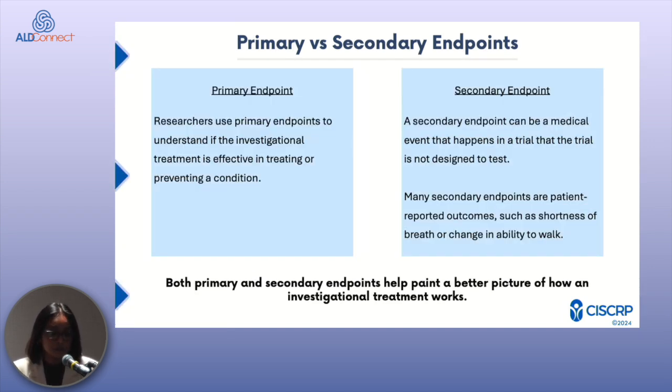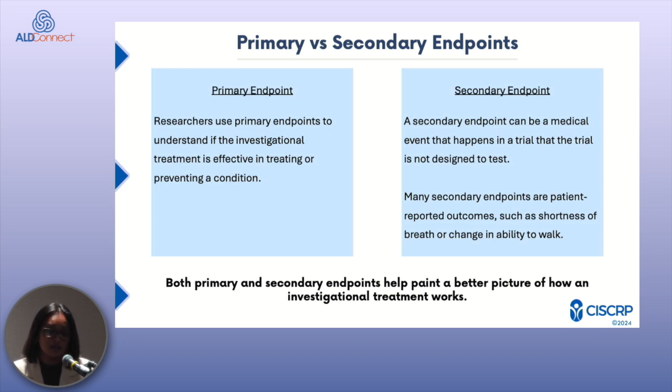The difference between primary endpoint and secondary endpoint is that the primary endpoint is what the researchers are testing for, the primary objective. They use the primary endpoints to understand if the investigational treatment is effective in treating or preventing the condition being tested. And a secondary endpoint, on the other hand, can be a medical event that happens in a trial that the trial is not designed to test.